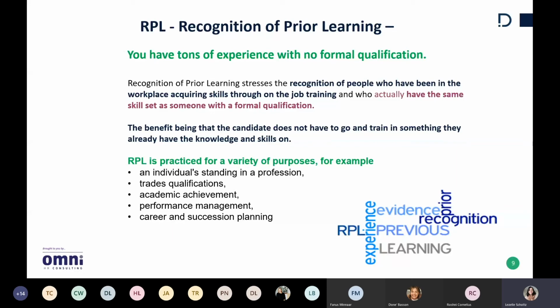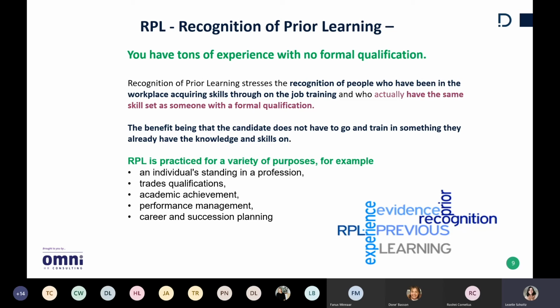Okay, so as I said, the last tool that I would like to share with you in how you can build your leadership pipeline is RPL, recognition of prior learning. So what exactly is this RPL? All right, you would have noticed from our virtual open day ad, we said you have tons of experience, but with no formal qualification. So recognition of prior learning is basically recognition of people who've been in the workplace acquiring skills through on-the-job training and who actually have the same skill set as someone with a formal qualification.